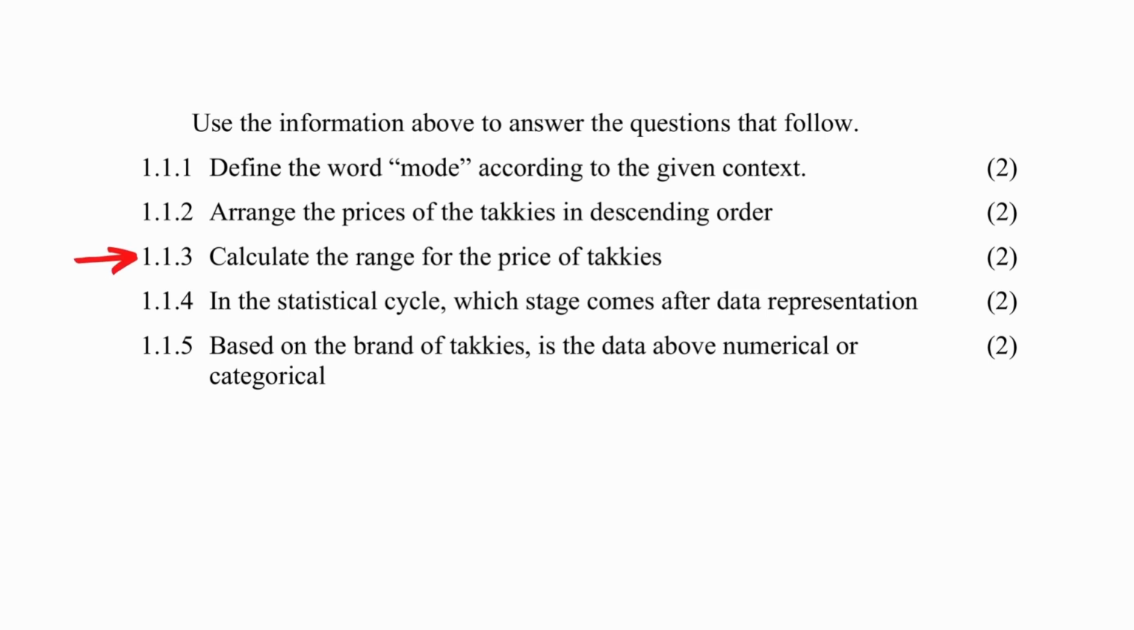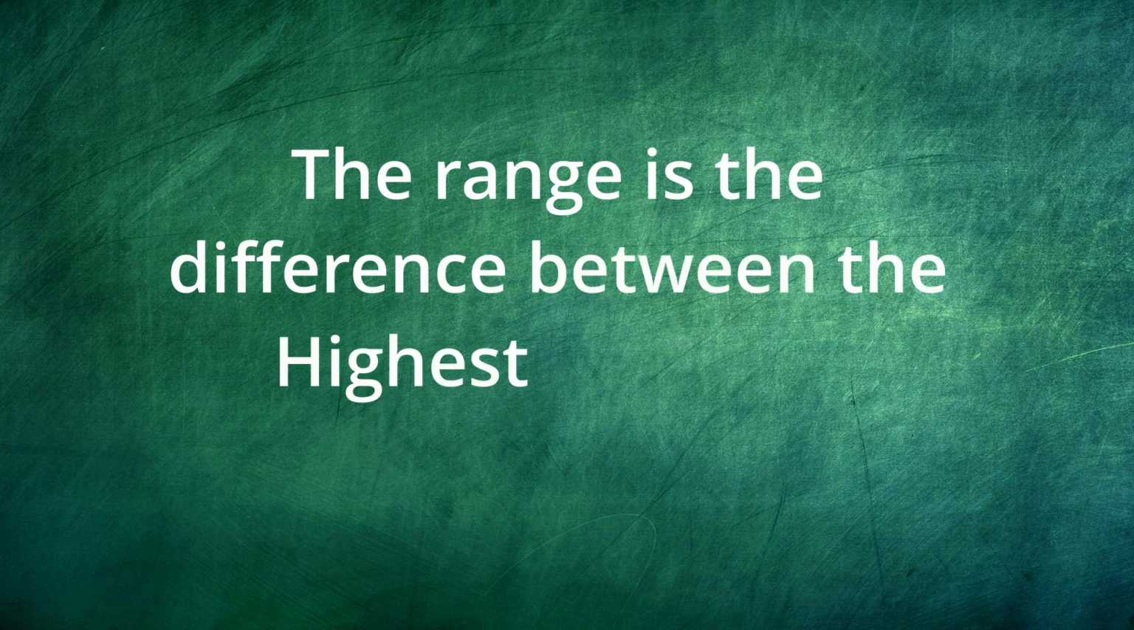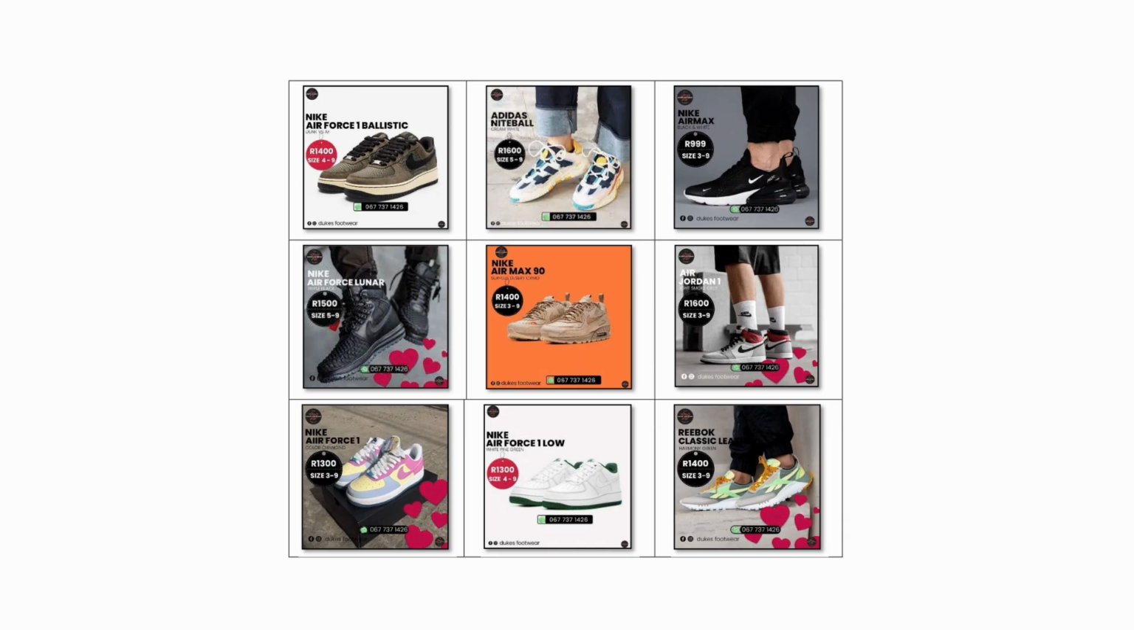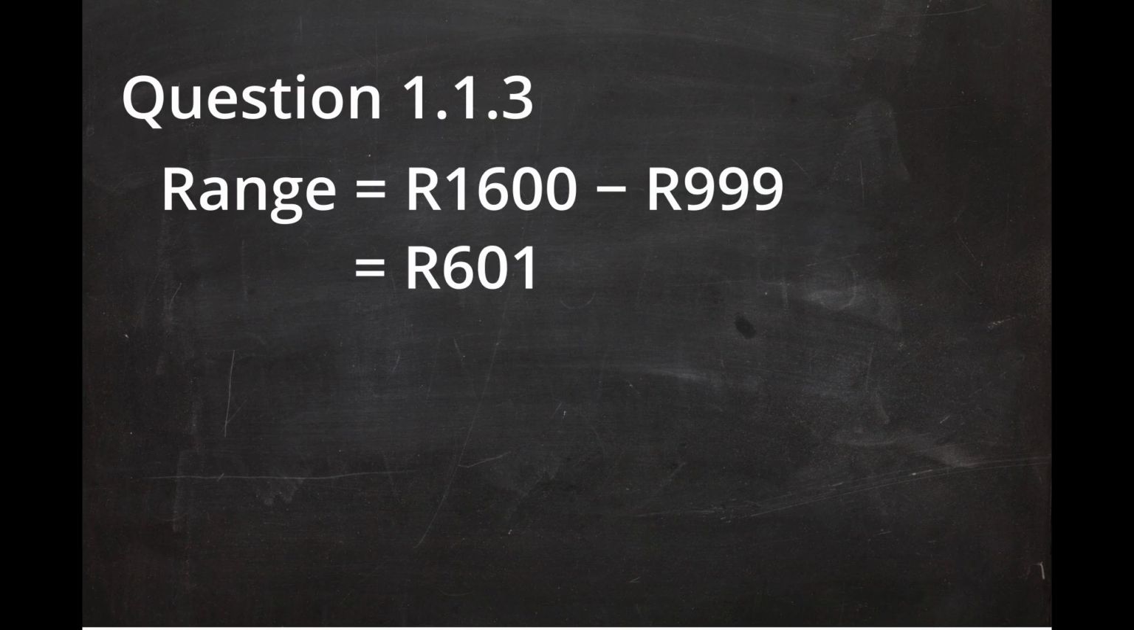In question 1.1.3, you are instructed to calculate the range of the prices of the tackies. The range is the difference between the highest price and the lowest price. So the range is 1,600 Rand minus 999 Rand, and this equals 601 Rand.